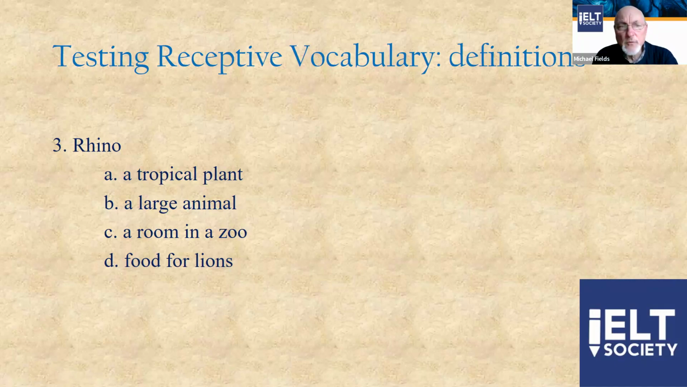definitions. A tropical plant, well, rhinos are in the tropics. That's obviously not the correct answer, but it's not out of the realm of imagination that it could be some kind of tropical plant, if we'd read a unit on that, and the student maybe doesn't remember the word rhino. Yeah, it sounds very plausible. A large animal, a room in a zoo. If there were zoos connected to the context, then maybe the rhino is a room. Of course, that's not the right answer. Or is it food for another wild animal or a zoo animal, right? So this is a very basic example of testing receptive vocabulary.